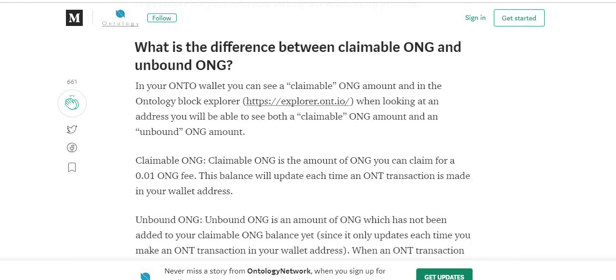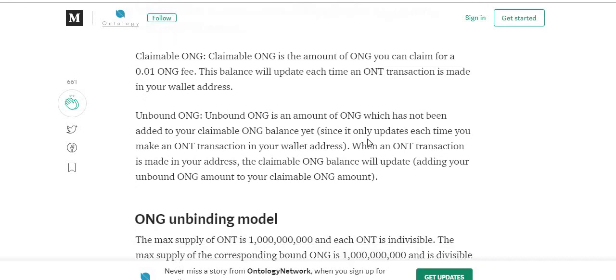You can't claim it yet. So it goes on to say unbound ONG is an amount of ONG which has not been added to your claimable ONG balance yet, since it only updates each time you make an ONT transaction in your wallet address. When an ONT transaction is made in your address, the claimable ONG balance will update, adding your unbound ONG amount to your claimable ONG amount.